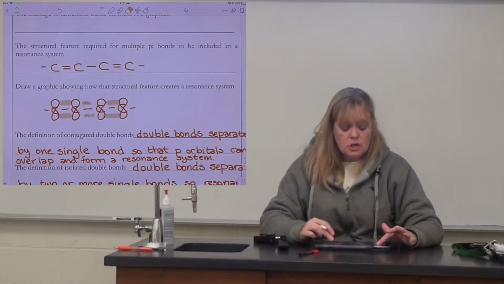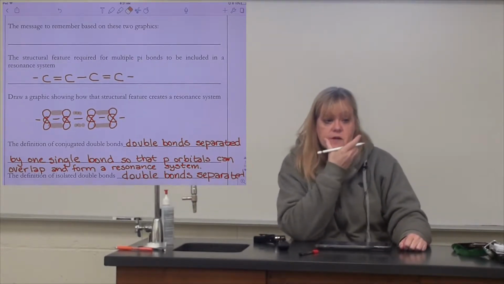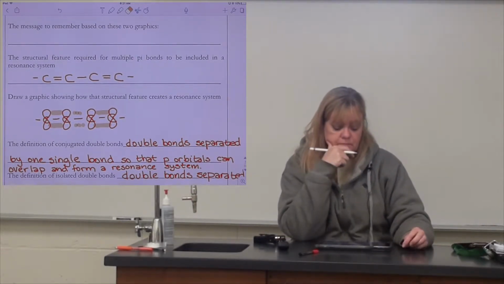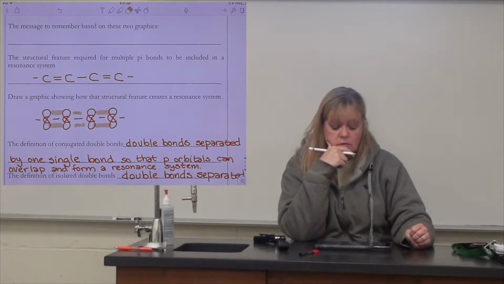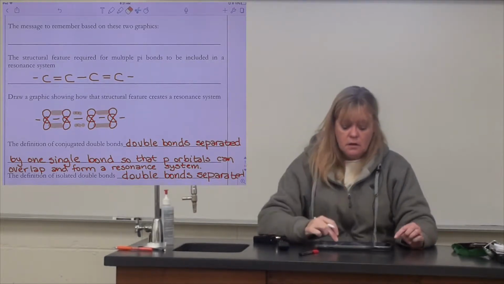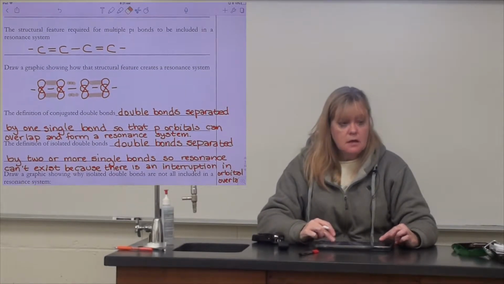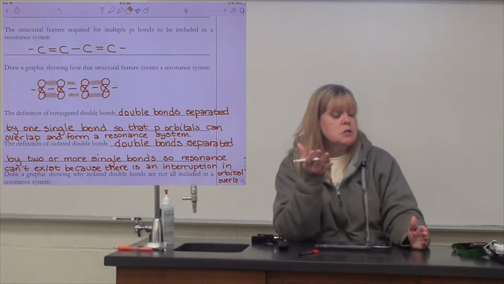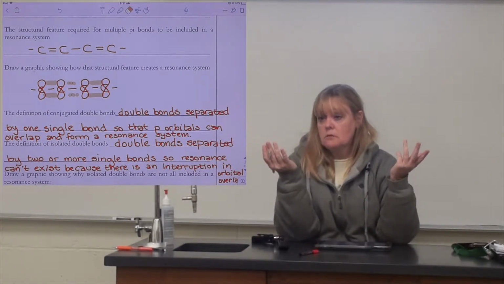That's known as conjugated double bonds when they're separated by one single bond like that. So you'll hear that phrase quite often. And they're isolated if you have two or more single bonds, and then that means that you have an interruption in the resonance system, and so each double bond behaves independently. There is no resonance.